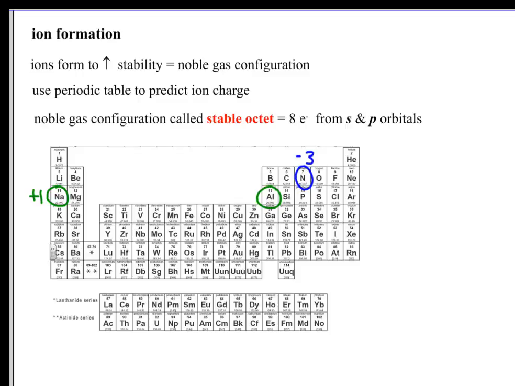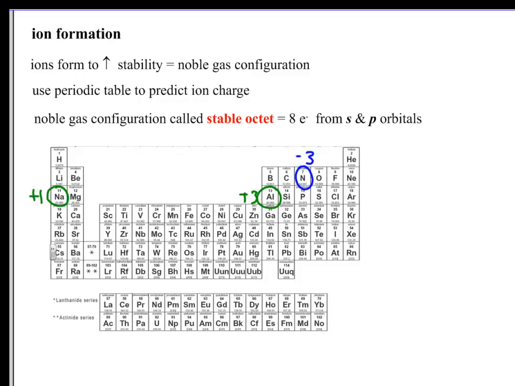It only has 1 p electron. To gain 5 electrons is pretty tough. And so it is more likely to lose its 1 p electron and its 2 s electrons, and so that would make it a +3 ion. So for p and s block elements, it's really easy to identify what the charge is.